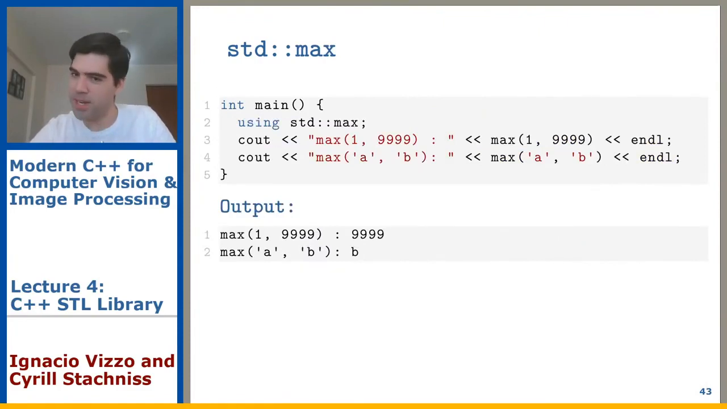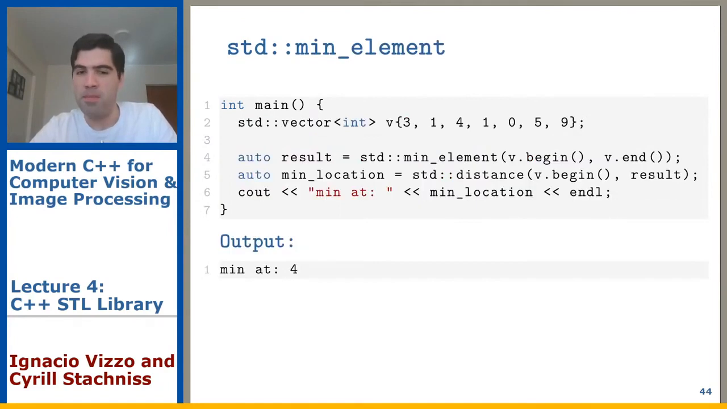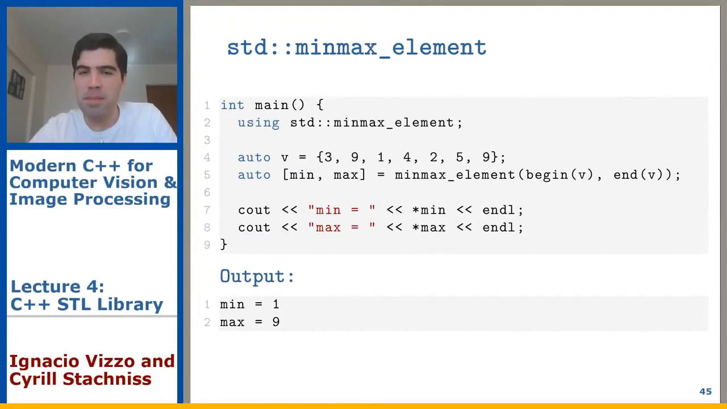Maximum, there's nothing to explain about this. Just calculate the maximum between two numbers. Minimum element: with this you will get access to the location of the minimum element. Minmax element: you will get a pair of the minimum element and the maximum element.